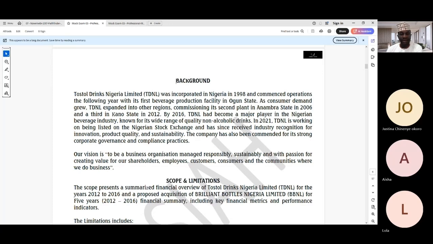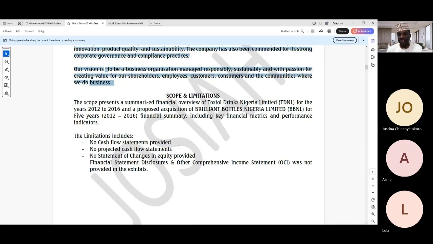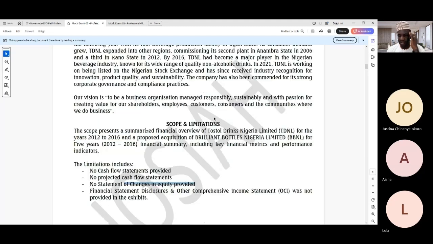Do it. This background is directly from the exhibits. You can just copy the history of the company. Not everything, you can't write everything, just a short history to tell us the background of what the company is all about. Then what are the scope and limitations you faced? Like this issue, we had a restricted scope for 5 years, 2012 to 2016. And we also have limitations ranging around no cash flow statements, no financial disclosures, and other comprehensive income from Forex, no statement of changes in equity. So these are just general things for you to write to pick 2 marks.